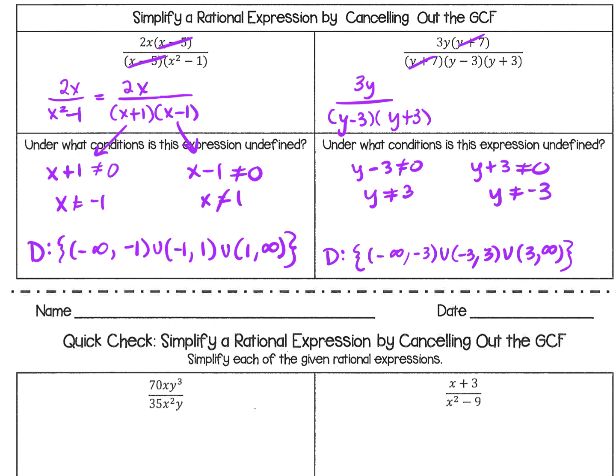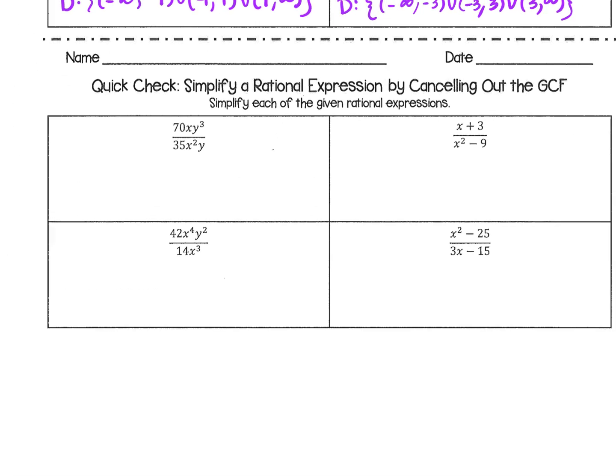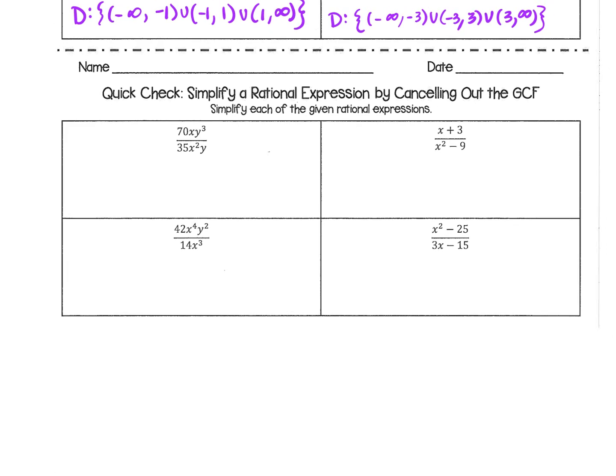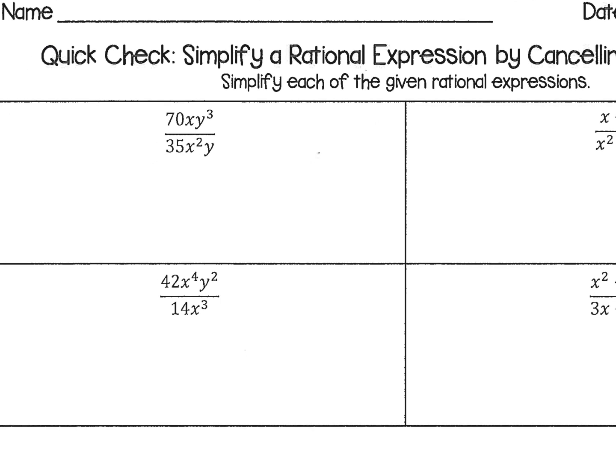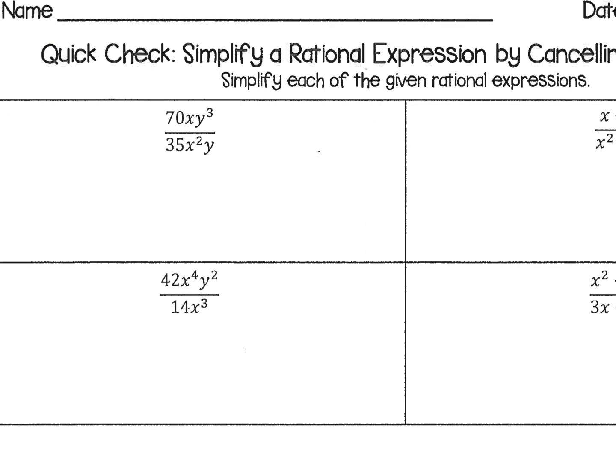So how do we feel about this so far? Taking the pieces of the denominator, saying they can't be 0, and then taking those out of our statement. Okay? All right, so here's our quick check. These quick checks, by the way, are part of your homework. We're going to do 2 of them, and you'll have to do 2 for homework, okay? So let's look at this guy right here. How do we deal with it if it's not factored already? What can I pull out of 70xy cubed over 35x squared y?